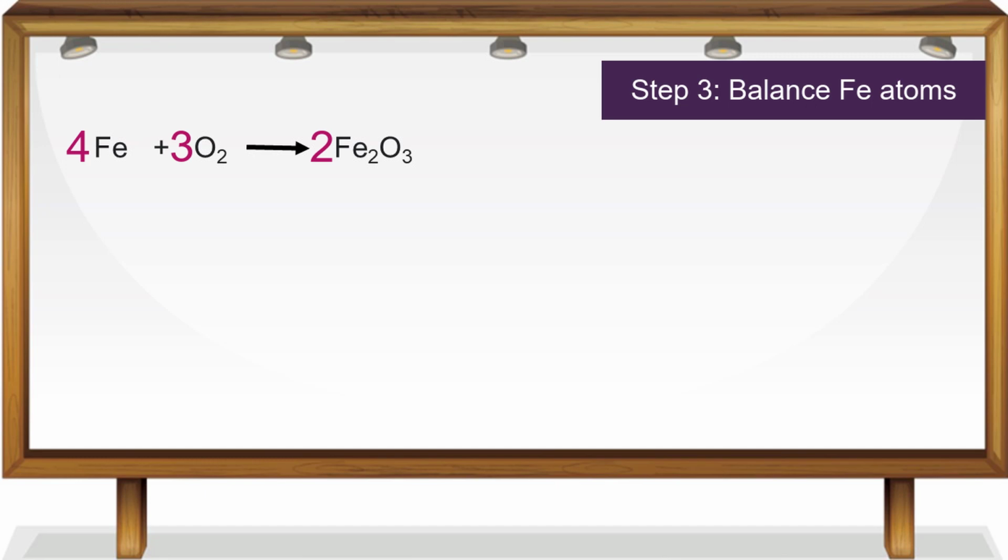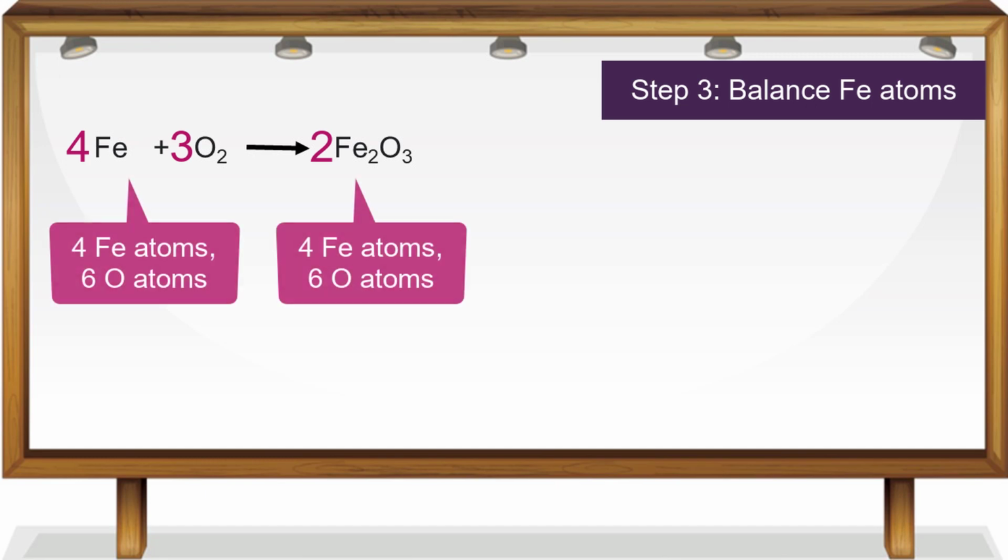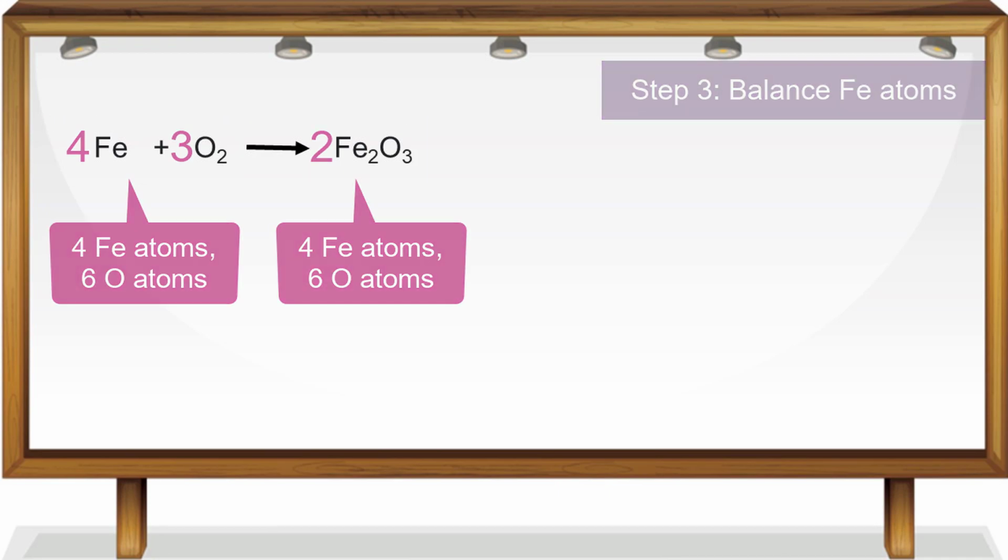Now let's check that the equation is balanced by counting the atoms on both sides. We have 4 iron atoms and 6 oxygen atoms on each of the left and right hand sides. Therefore, the equation is balanced.